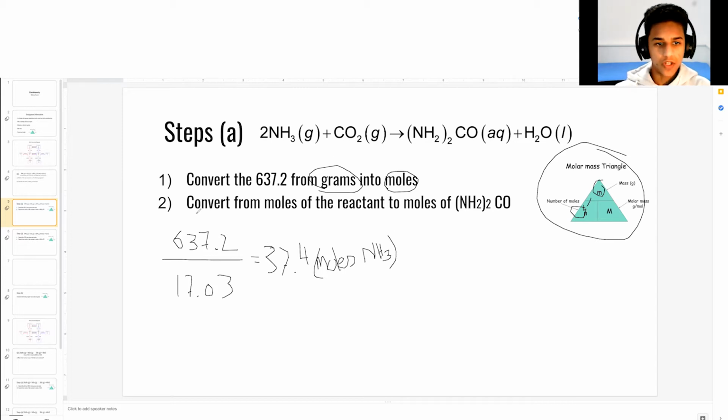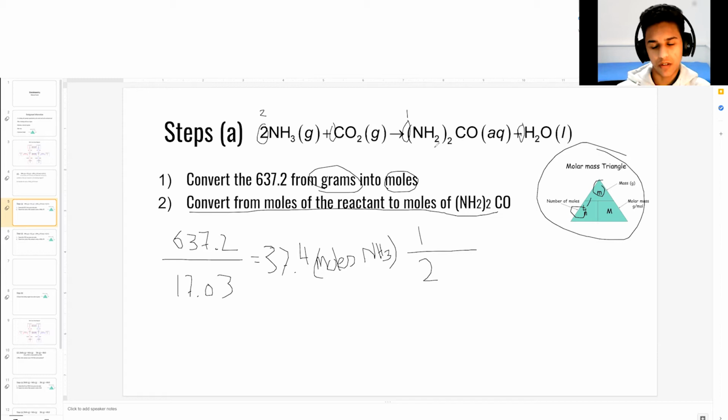Now the next step is to convert from moles of the reactant to moles of urea. For this, we look at the equation and get the mole ratio from it. The mole ratio here is 1 to 2. The mole ratio is basically the coefficient in front of each compound. Here there's nothing, so that's 1, and here there is 2, so that's 2. Here there is nothing, so that's 1, and here there is nothing, so that's 1. So the mole ratio will be 1 to 2.